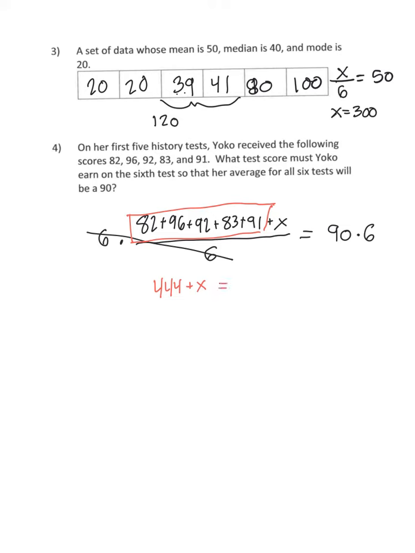Then 90 times 6, that is equal to 540. Now, to solve for x, the last thing I need to do is subtract 444 from both sides. And I get x is equal to 96. So Yoko would need to get a 96 on her last test in order to get the 90 that she wants.